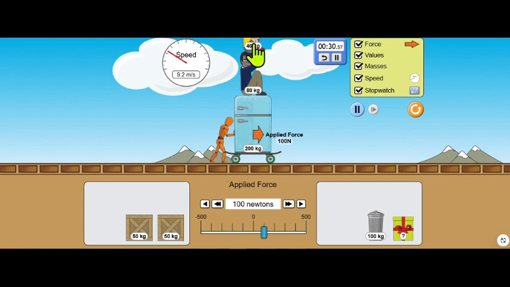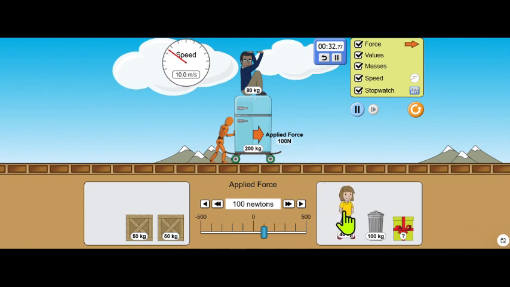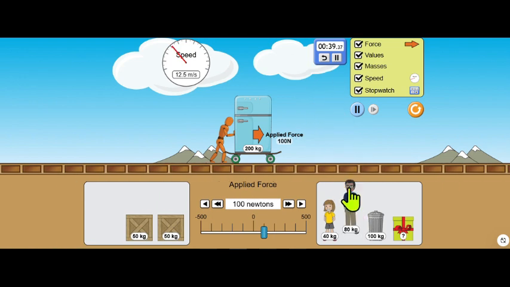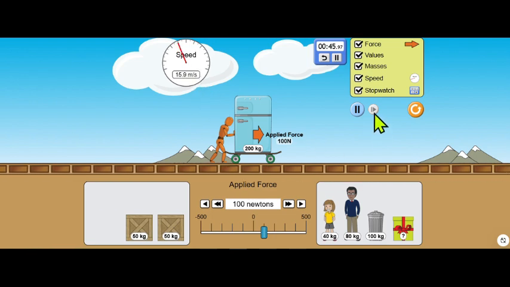But if the mass is reduced, so shall we reduce the load? Can we see differences in the speed? How it's moving? Come down. Can we see how it's moving now? Now it's moving faster. Can we observe that?